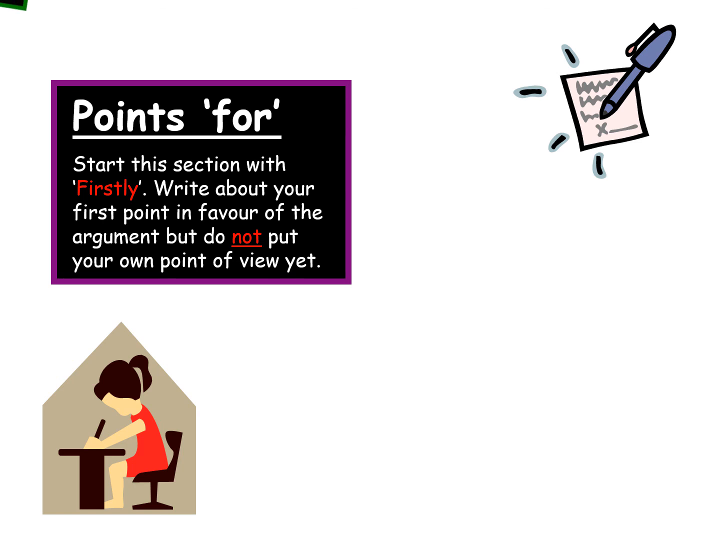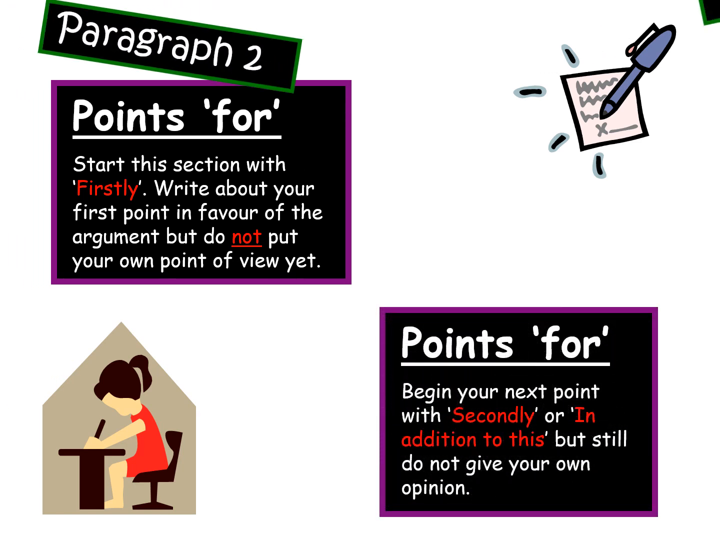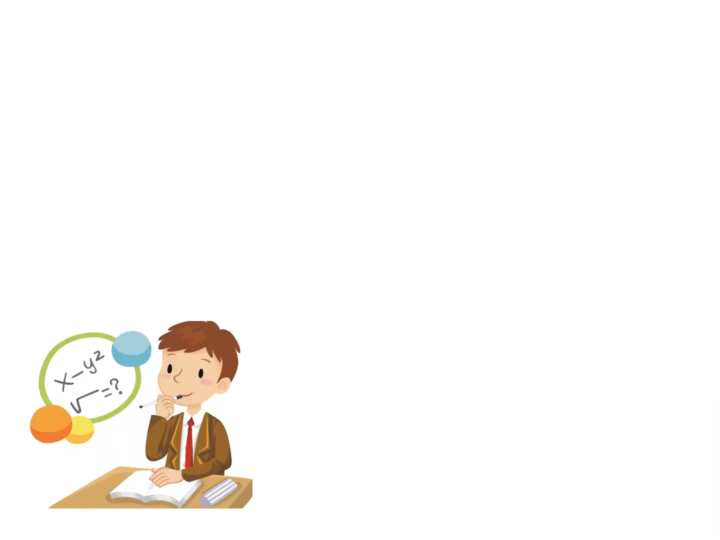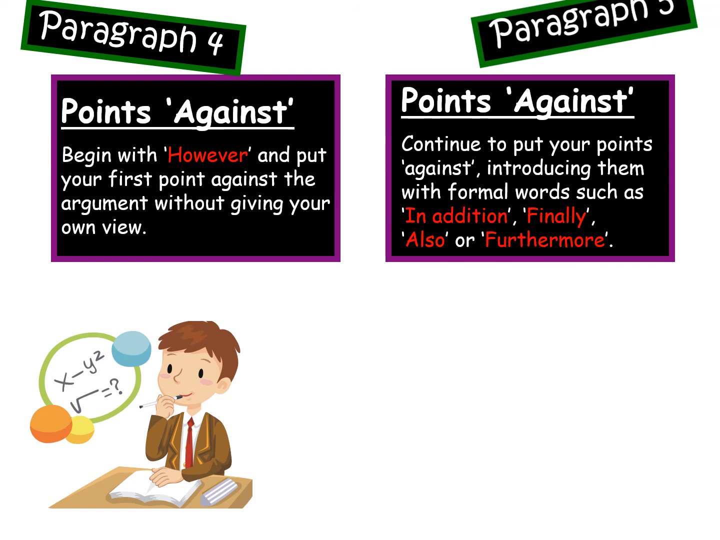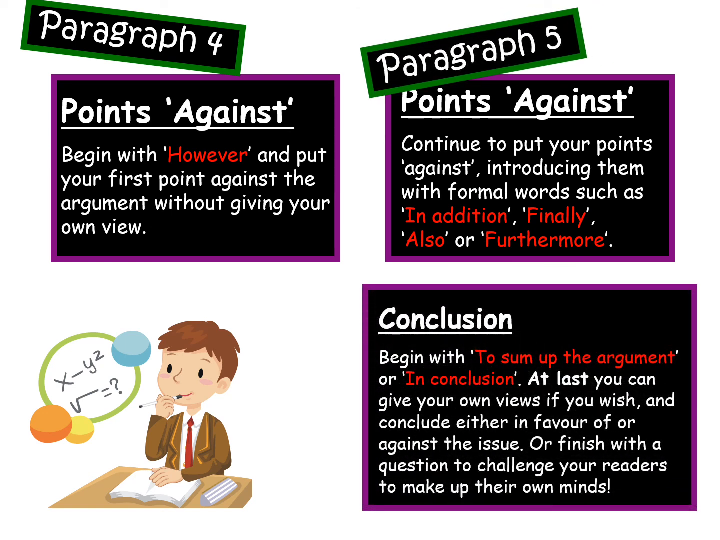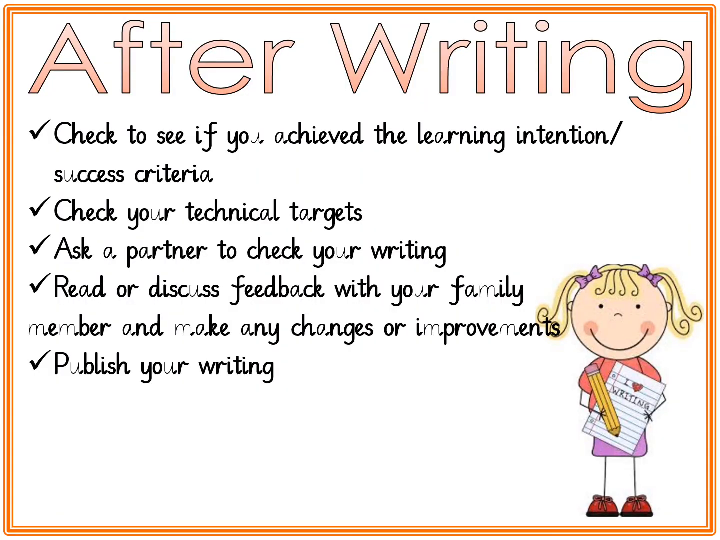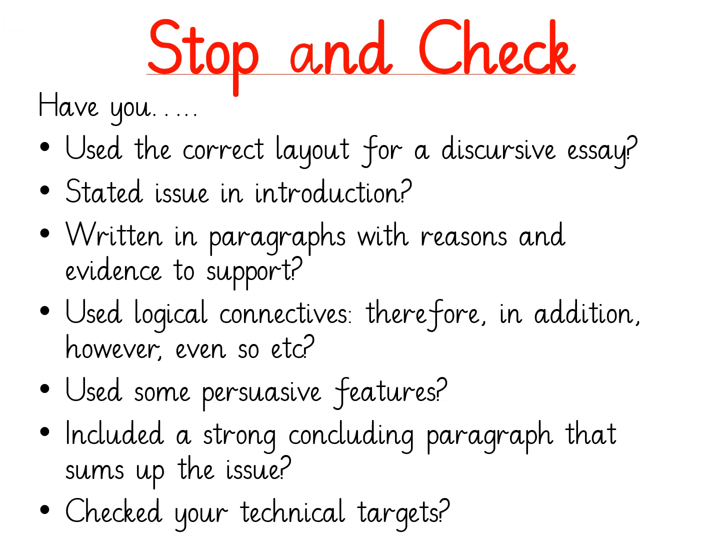So then, evidence for, or arguments for, again, they're saying 2 paragraphs for that. I'm happy with just 1. Arguments against, again, there's 2 paragraphs here, but I'm happy with 1. And then your final paragraph would be your conclusion. So when you're done, go back, check to see if you've achieved everything, check your technical targets, ask someone to read over it, discuss feedback, maybe you can make some improvements, and then publish your writing, send it to. Okay, and finally, when you're done, check for correct layout, check your title, your paragraphs, your logic, and so on and so on.